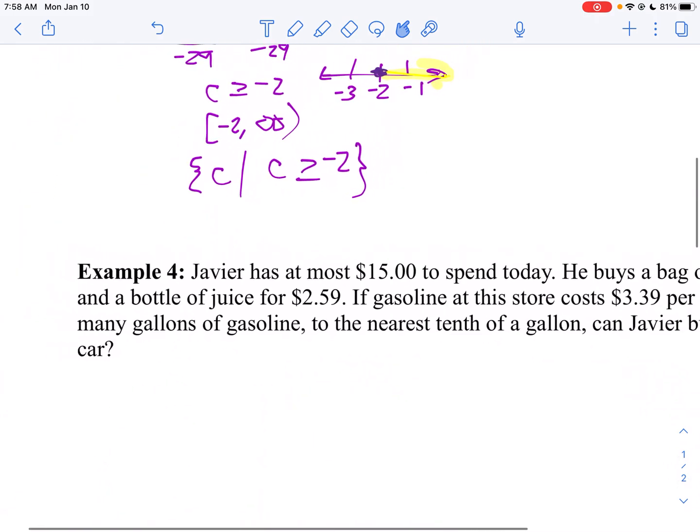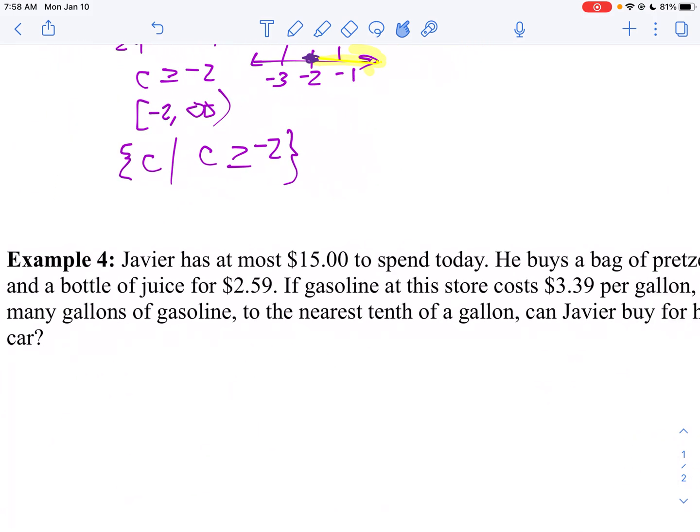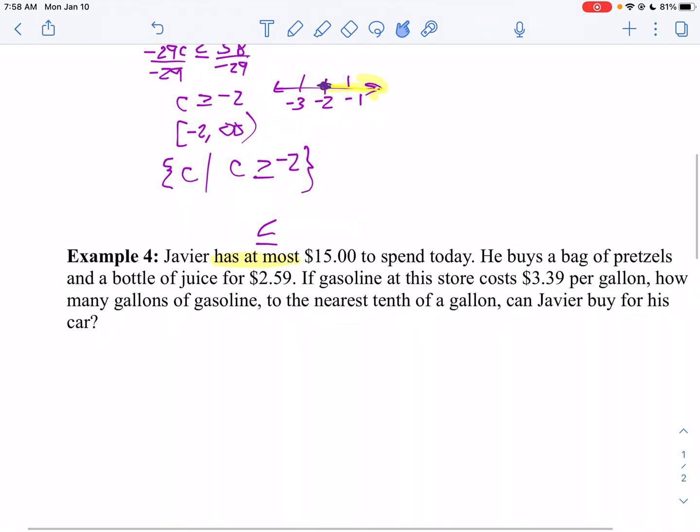It says, Javier has at most. What does at most mean? In terms of inequalities, that should be less than or equal. So Javier has at most $15 to spend today. He buys a bag of pretzels and a bottle of juice for $2.59. And if gasoline at the store costs $3.39 per gallon, how many gallons of gas can he buy? To the nearest tenth of a gallon. So make sure we do that rounding.